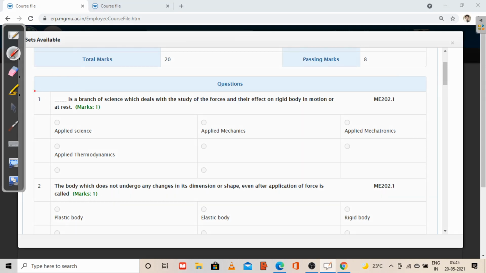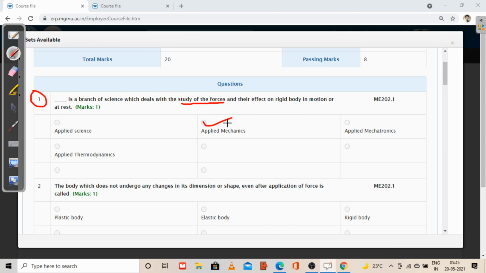here, it is a definition. Dash dash is a branch of science which deals with the study of forces and their effect on rigid body in motion or at rest. Now, study of forces, it simply means applied mechanics. This is the name of subject, and you should know the definition of applied mechanics.